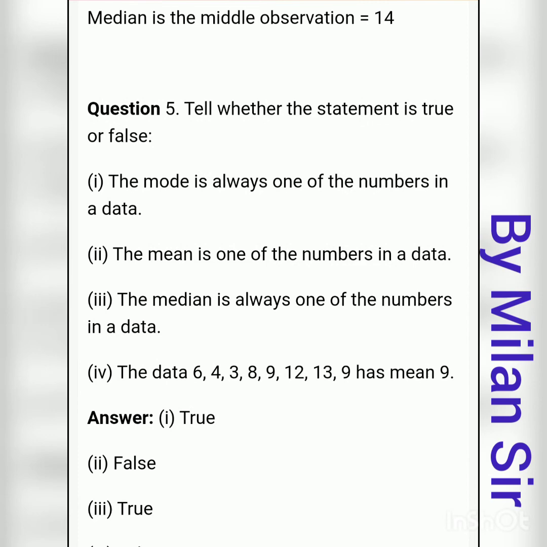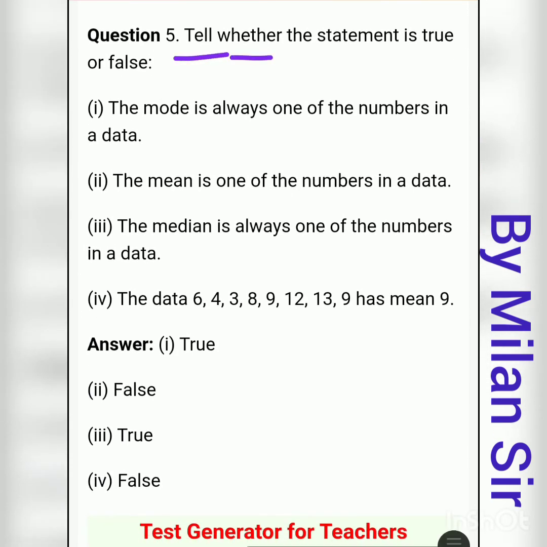After that, question number 5: tell whether the statement is true or false. First of all, the mode is always one of the numbers in the data. Yes, it's true. Because what is the meaning of mode? Most repetitive value. So the most repetitive value always lies in the data. Mode means the most repetitive value from the given data, so the mode is always one of the values of the data.